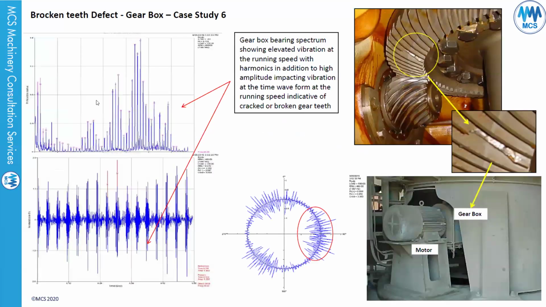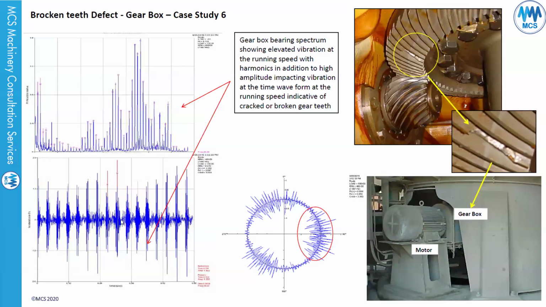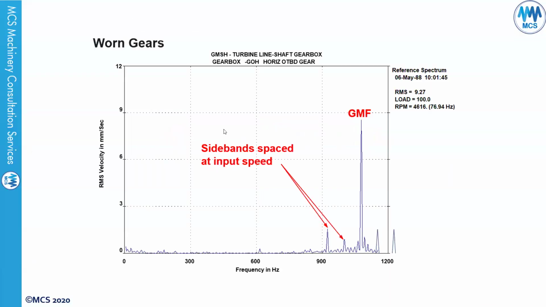As you can see here, this is your vibration spectrum showing the running speed with many harmonics. If you didn't see the time waveform, you would never know that you have a broken tooth. But when we look at the time waveform, you see high amplitude repeated impacts as an indication of a broken tooth. And when we use the borescope to check, you will see a broken tooth here as a result of that. We see this impact on the time waveform, and this is the circular plot, which also shows high amplitude impacts as a result of the broken tooth.